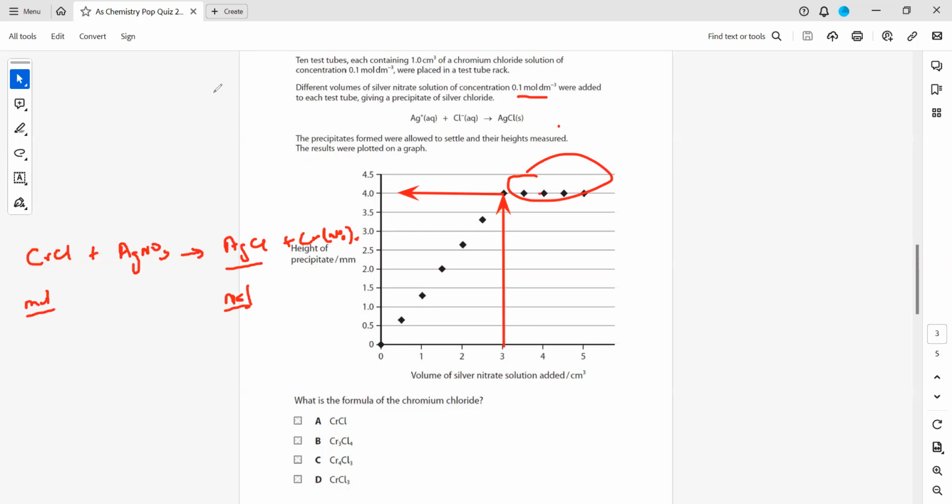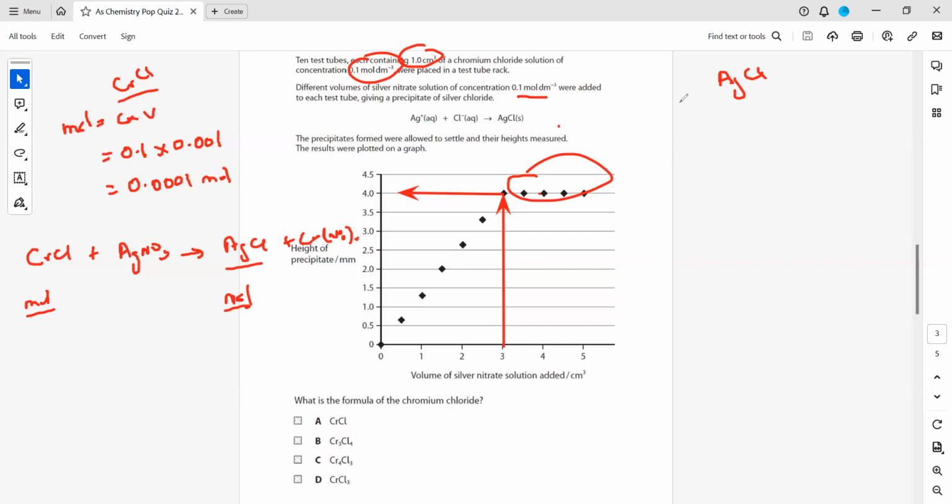So first, to get the moles of chromium chloride, we have the volume and we have the concentration. So moles equal concentration times volume. The concentration is 0.1 and the volume was 1 cm cube. You have to convert into dm cube. So 1 divided by 1000, that will be 0.001. And when you multiply, you will get 0.0001. These are the moles of chromium chloride. Okay. And then we work out the moles of silver chloride.